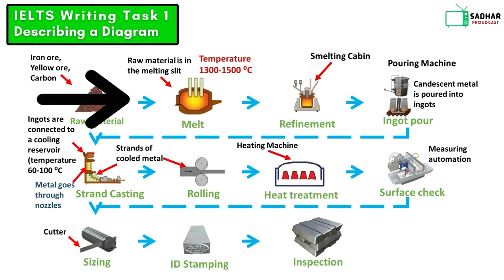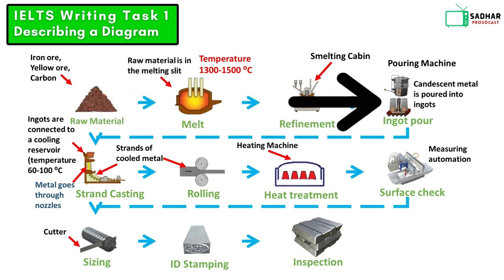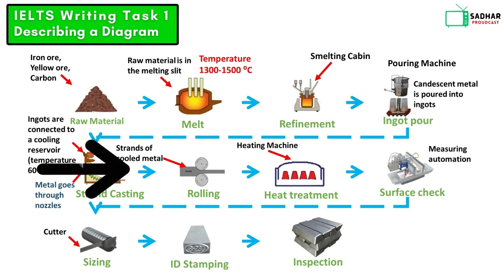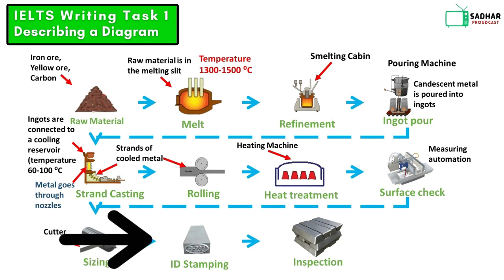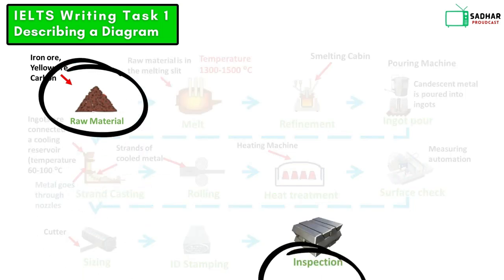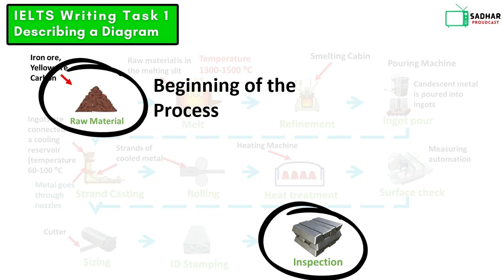You can see the flow of work from the left to the right, and then going down, and then we move again from the left to the right, and then going down, and then move again to the right. Make sure we understand this flow from this diagram from one station to the other stations. So this is the beginning of the process, and this is the end of the process.